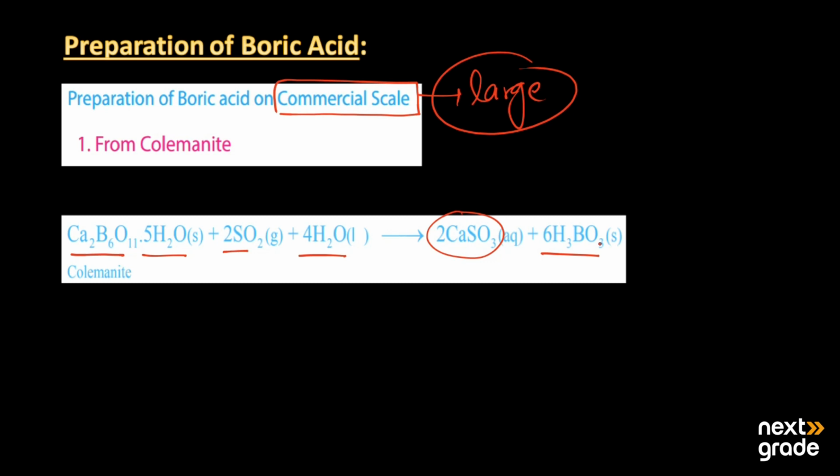So colemanite is mainly known as calcium borate, Ca2B6O11. When it is suspended in boiling water, meaning it is done at high temperature, and sulfur dioxide is passed through, the boric acid crystallizes out from the solution and the byproduct, calcium sulfite, remains in the aqueous or solution form. So this is the commercial scale production of boric acid.